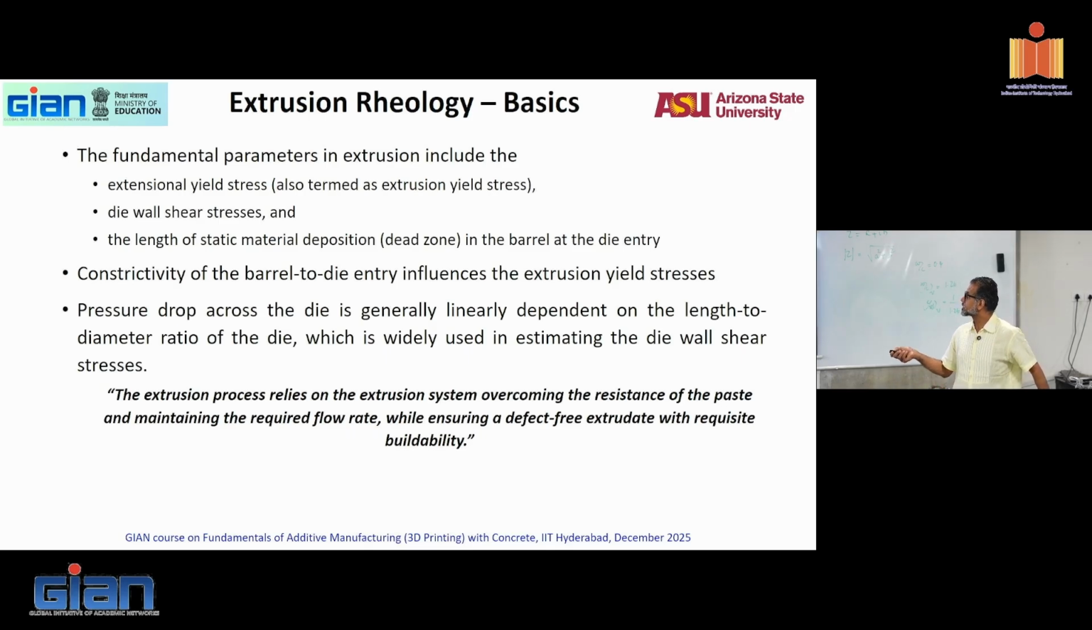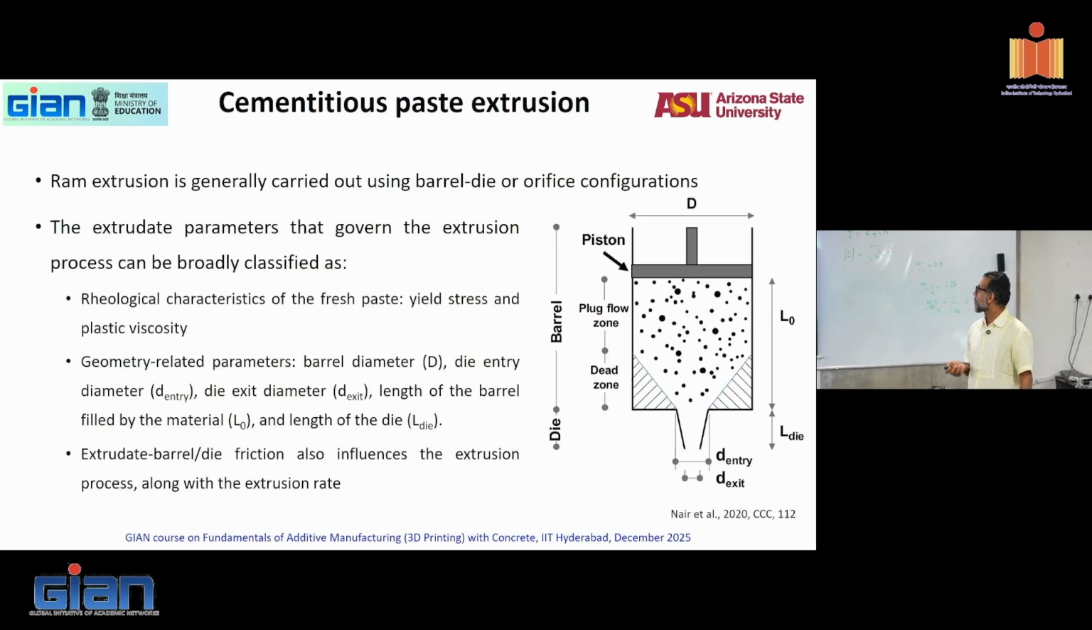Pressure drop happens across the die because you have a fluid that is flowing from a larger diameter through a smaller diameter, which means pressure increases. And as you come out from a higher pressure to atmospheric pressure, there's a pressure drop. That pressure drop causes changes in stress and changes in flow patterns. And how does that influence it? So we'll look at some of those basic ideas of what happens.